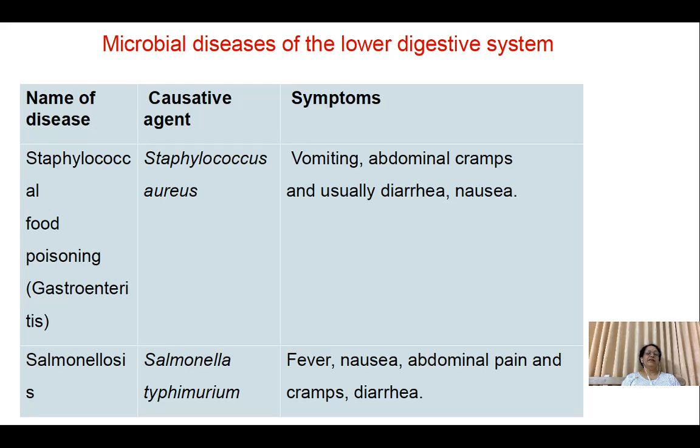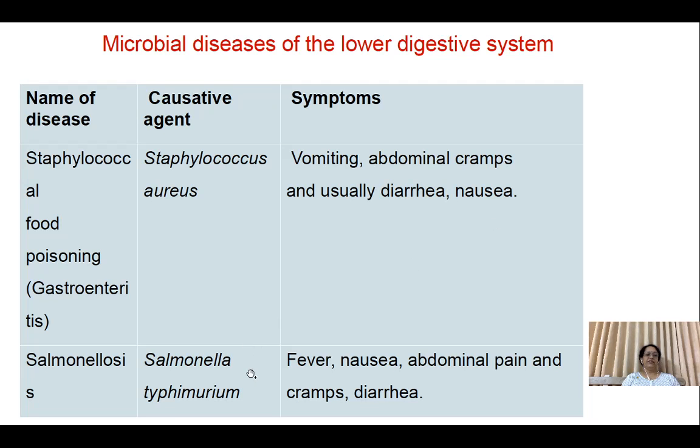Next category is microbial diseases of the lower digestive system. Here, first we'll see infection by Staphylococcus aureus. The disease is named staphylococcal food poisoning or staphylococcal gastroenteritis. Enteritis is inflammation of the gastrointestinal tract. Here symptoms are vomiting, abdominal cramps, and usually diarrhea with nausea.